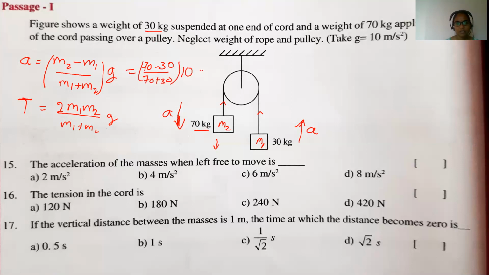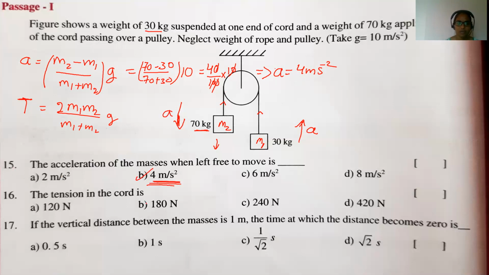So simplify this, children. 70 minus 30, what will you get? You will get 40, right? 40 divided by 70 plus 30, which is 100, into 10. Now you can cancel a 0 and a 0, again this 0 with this 0, and what is left is only 4. So the acceleration is 4 meters per second squared. Understood, children? So for the 15th one, option B is the correct answer.